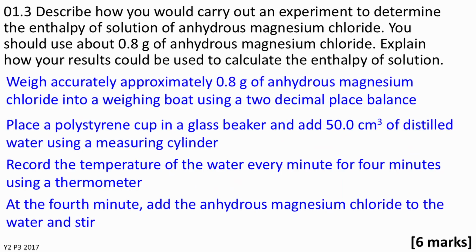A model answer is given here in blue. Weigh accurately approximately 0.8 grams of anhydrous magnesium chloride into a weighing boat using a 2 decimal place balance. Place a polystyrene cup in a glass beaker and add 50.0 centimetres cubed of distilled water using a measuring cylinder. Record the temperature of the water every minute for 4 minutes using a thermometer. At the 4th minute, add the anhydrous magnesium chloride to the water and stir.